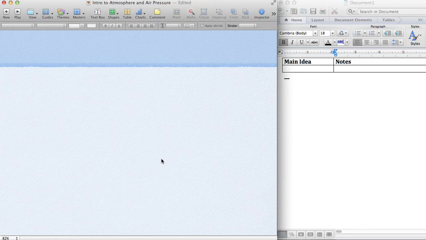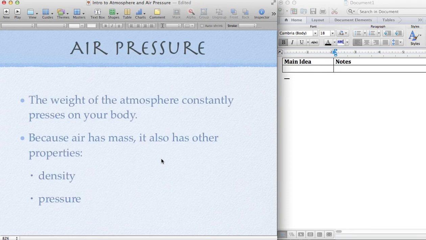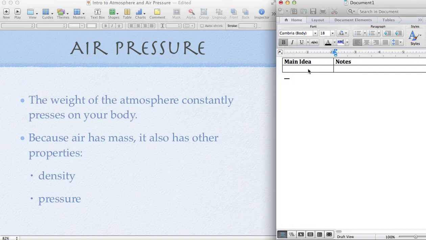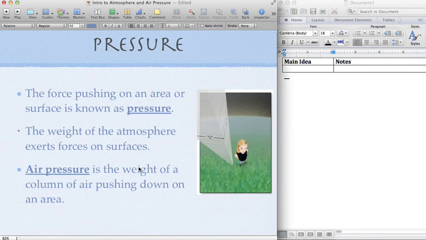It's made up mostly of nitrogen and oxygen, and we learned a couple different ways that the atmosphere is important to us. Today though, we're going to look at something called air pressure. Air pressure is basically the weight of the atmosphere constantly pressing on your body. We proved last week, or in class today, depending on your class period, that air has mass. We saw that with the balloons. So since air has mass, it also has other properties such as density and pressure.